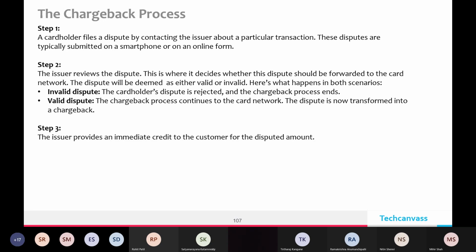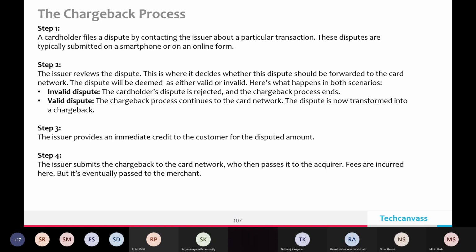And then the issuer provides an immediate credit to the customer. Effectively, that means if the issuing bank feels that the dispute is valid, only then do they give immediate credit. Sometimes they take the dispute request, but they may not give immediate credit to the customer.